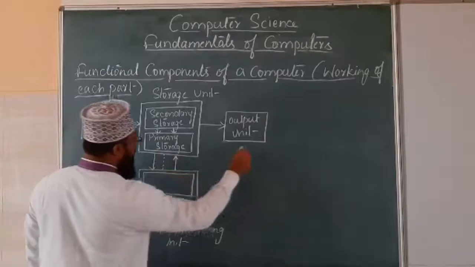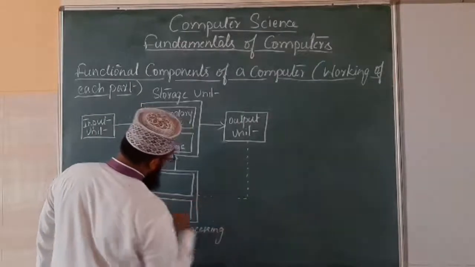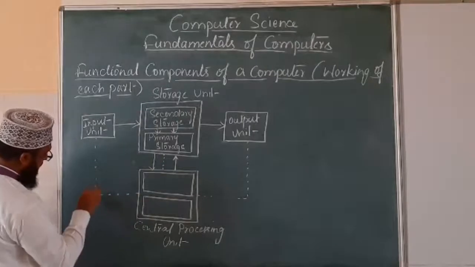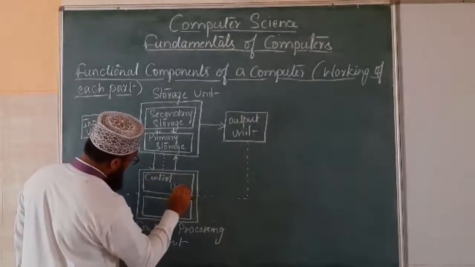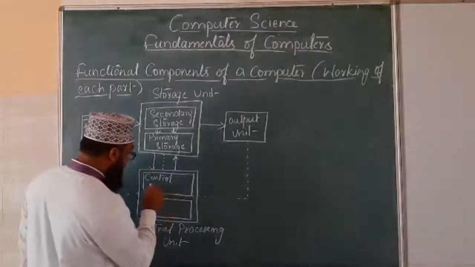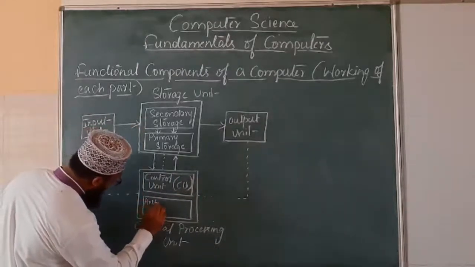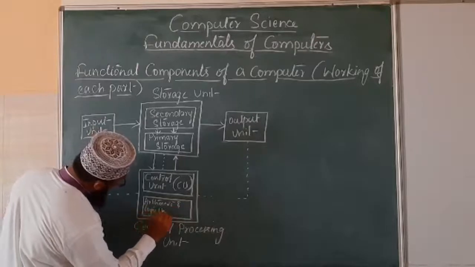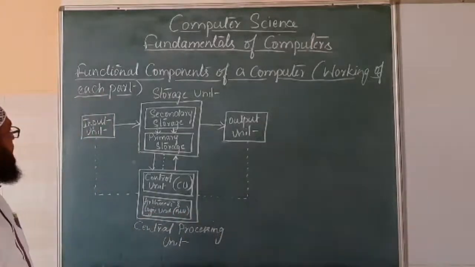This is the flow of control. The control will flow like this. Then this is the control unit, which can be called CU. This is the arithmetic and logic unit, which can be called ALU.